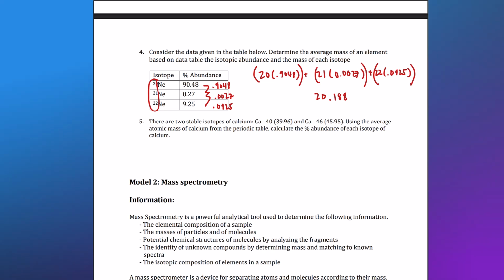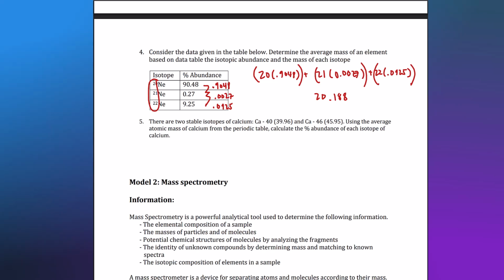Does this answer make sense if you look at the percent abundance? And you should answer yes. It should be closer to 20 because neon 20 is 90.48% abundant, so it's mostly neon 20, so it makes sense that it's close to 20.